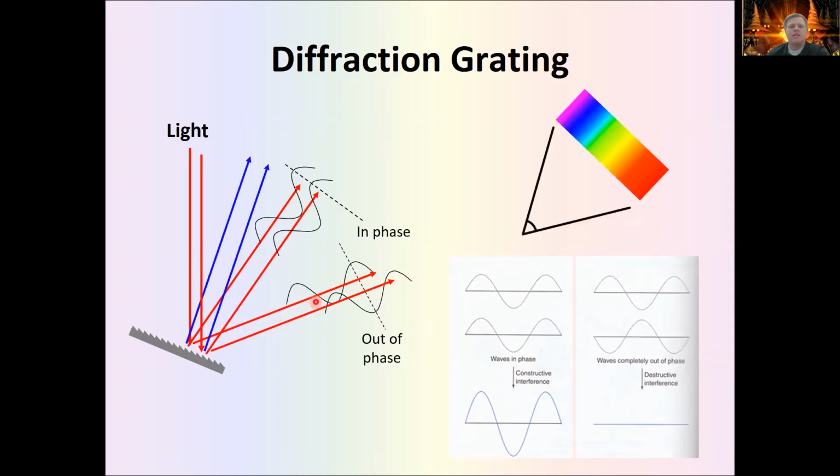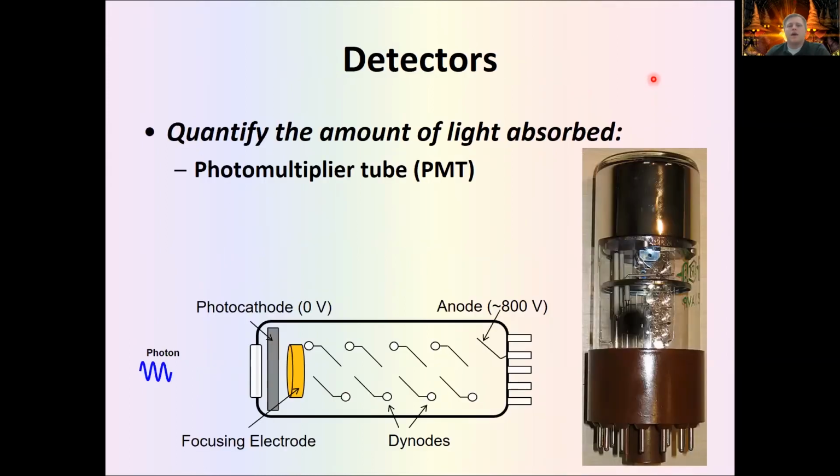And the angles at which that happens is going to change for the different wavelengths of light. And so what you'll get is a rainbow effect where you'll spread out all the light until you get a rainbow that looks like this.